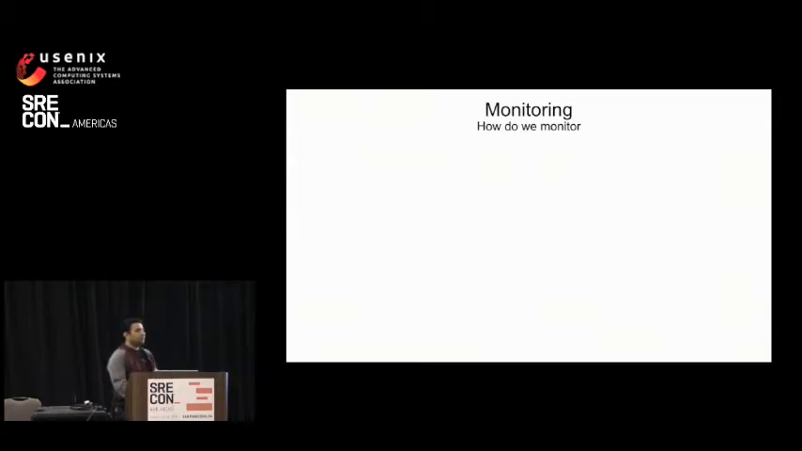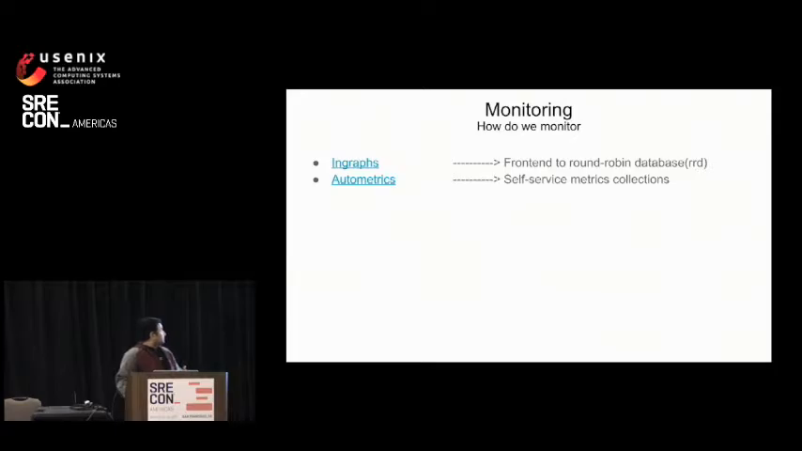This brings us to how we monitor and what toolset we use. LinkedIn mostly uses its internal toolset. First, InGraphs is a metrics visualization for round robin databases, and it's our front end. Then we use AutoMetrics, a metrics collection service. It collects the metrics and pumps them onward. It's similar to Graphite in the open source world.